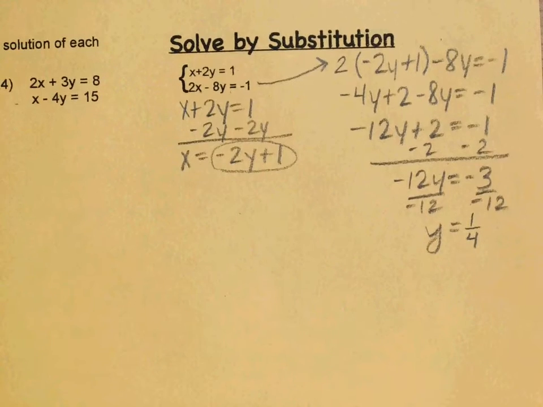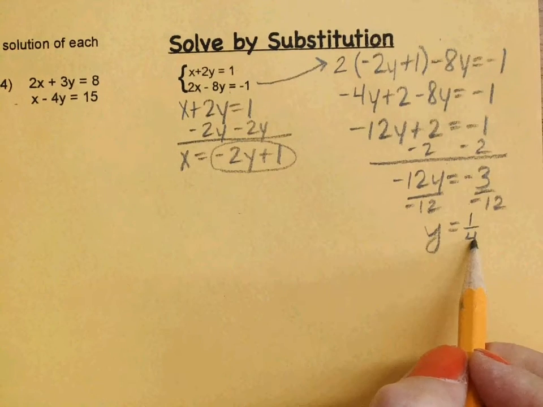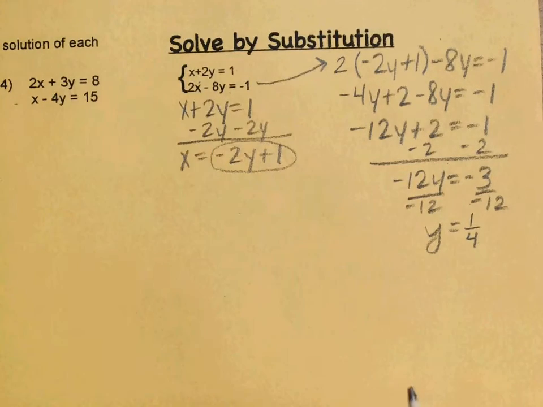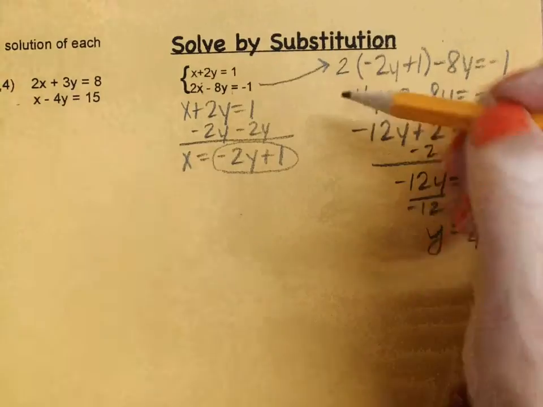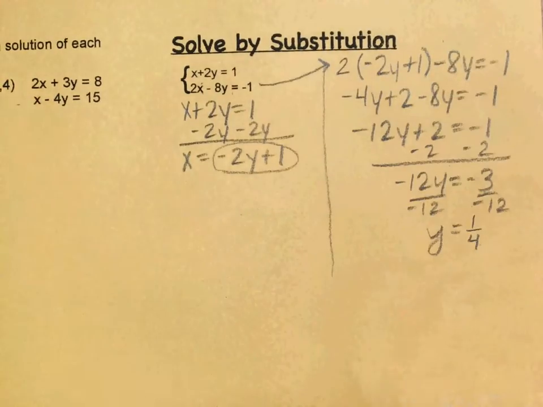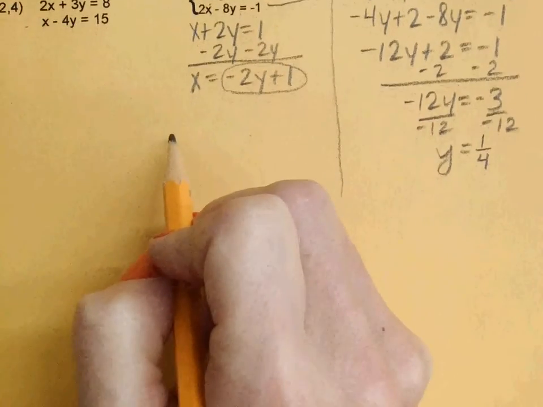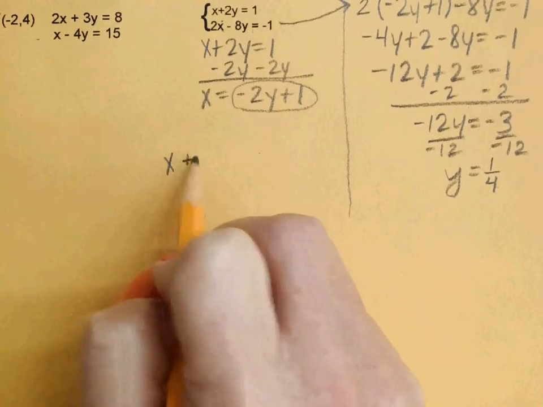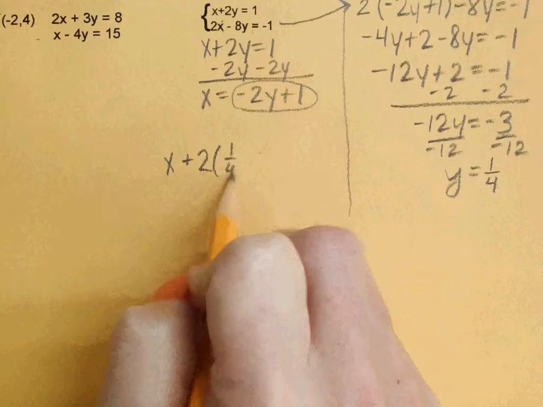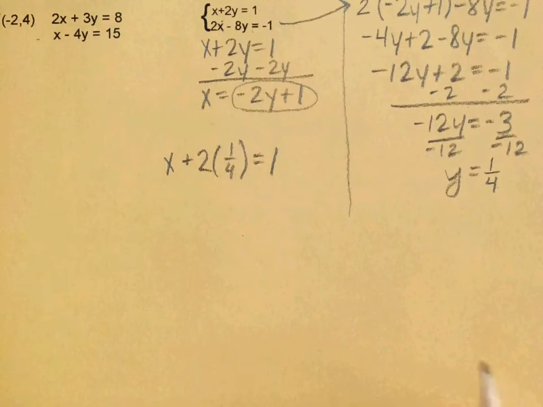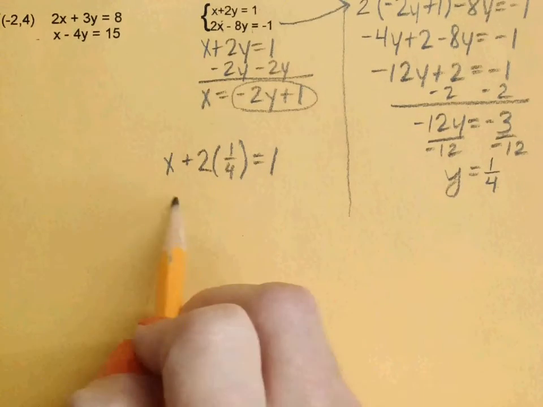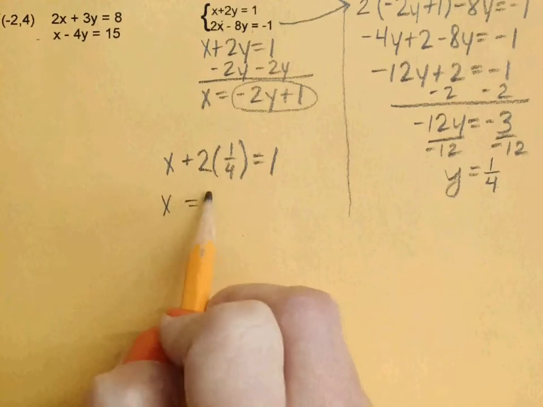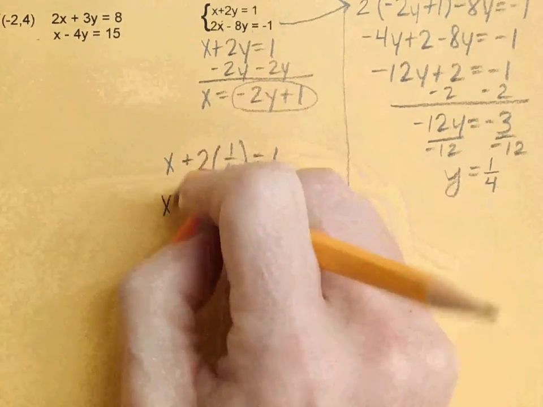Okay, and that's great. Now the next thing I'm going to do is substitute 1/4 in for y. It doesn't matter which equation you use. I'm going to go ahead and use the top one. So I'm going to maybe draw a little line, keep my work divided, and rewrite that top equation. So x plus 2 times 1/4 is equal to 1. And so when I work this one out, 2 times 1/4 is 1/2. Oops, I meant to write a plus.